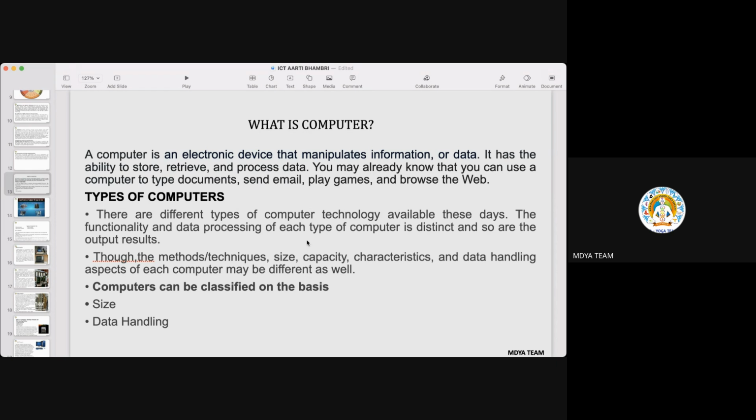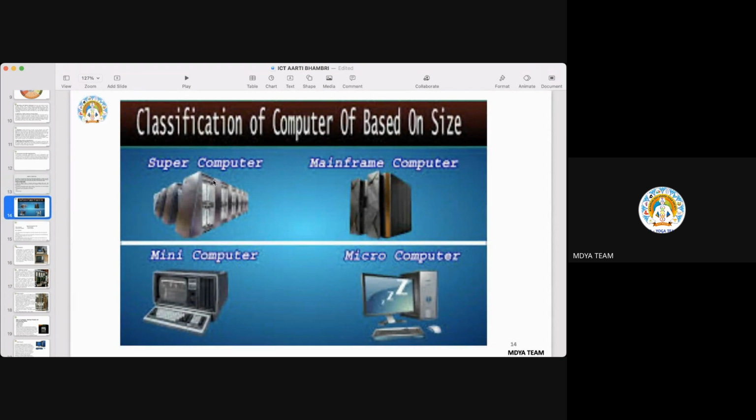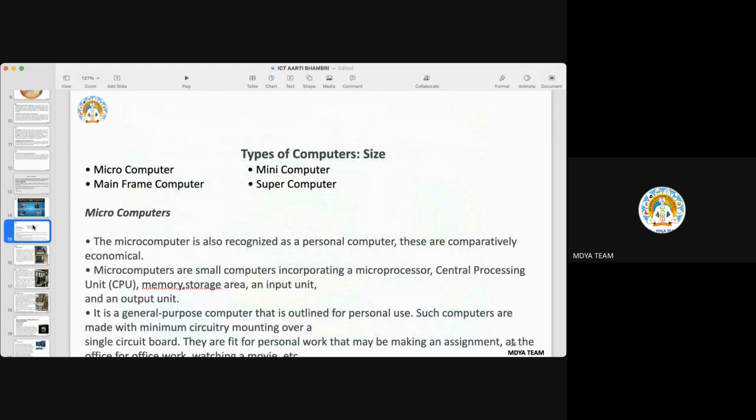But we'll see the computer generation as a separate topic. We'll not mix it here. So by size, they are of these types: supercomputers, mainframe computers, minicomputers, and microcomputers. So these are the classification based on the size.